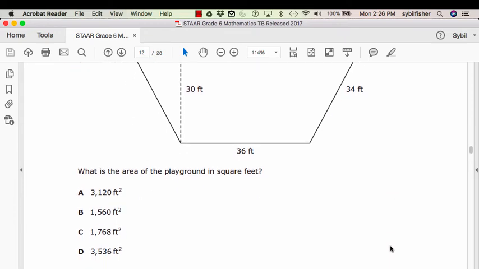A, 3,120 feet squared. B, 1,560 feet squared. C, 1,768 feet squared. D, 3,536 feet squared.